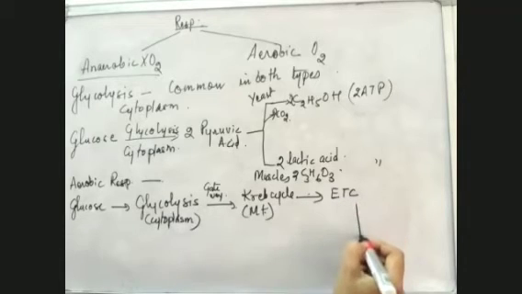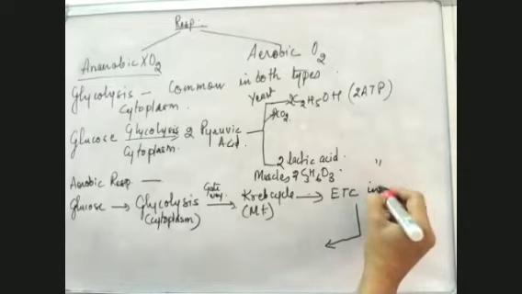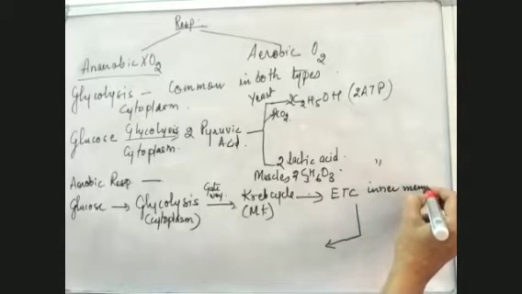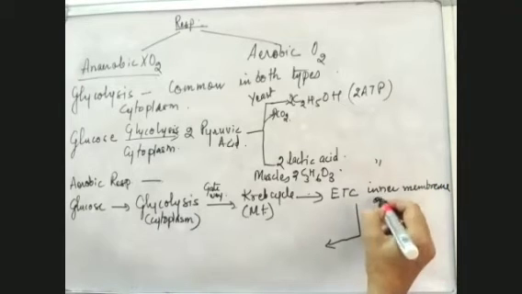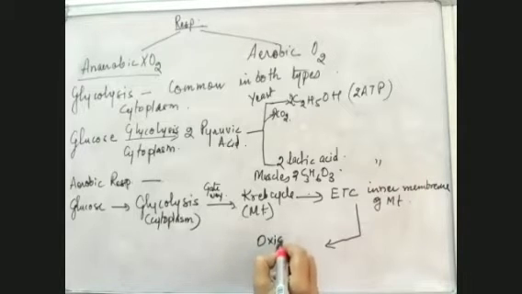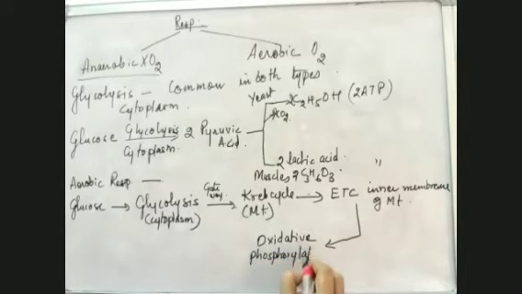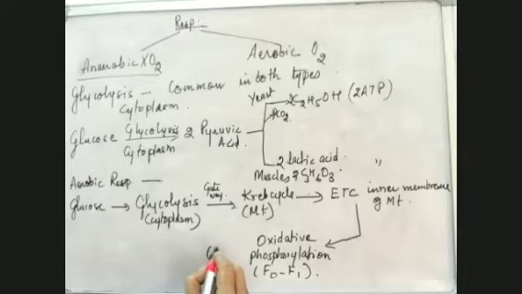And at the same time, this takes place in the inner membrane of mitochondria. And then it is oxidative phosphorylation. This oxidative phosphorylation takes place in the F1 particle and results in the synthesis of ATP. So ATP is produced here, and this is the layout of the aerobic respiration.